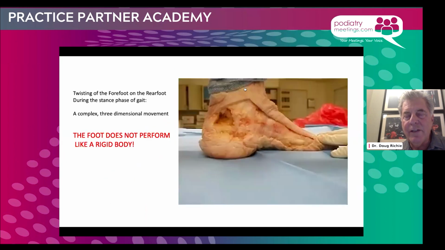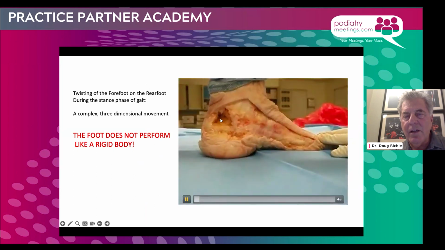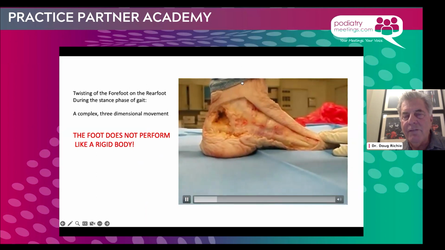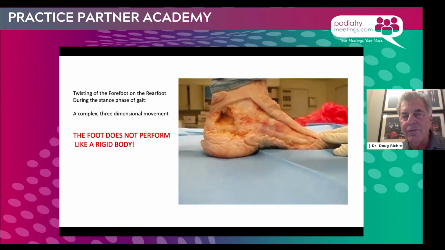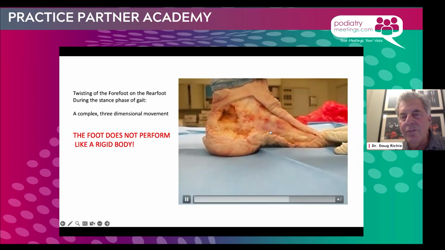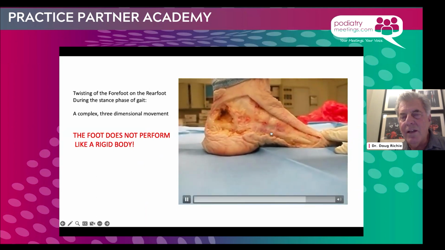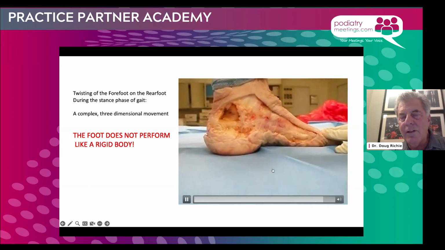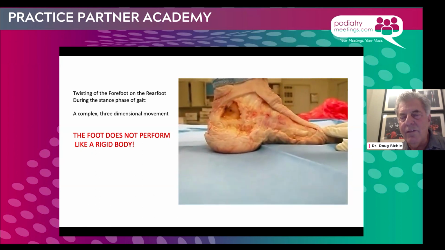If we look at this twisting of the foot, this is a cadaver that I took, and I'm twisting the tibia and fibula into external rotation here and internal rotation. We can see the bones of the foot moving in response, and it's clearly not in one plane. It's clearly a twisting of the forefoot on the rear foot. It's a three-dimensional complex movement that we really still don't fully understand.